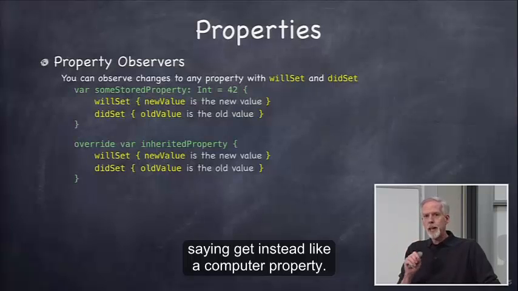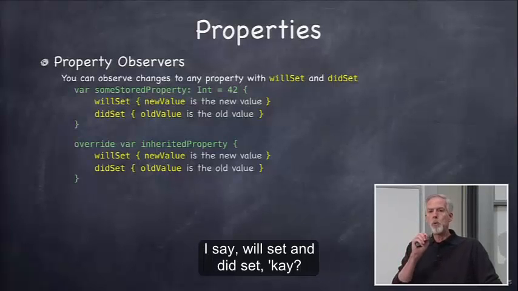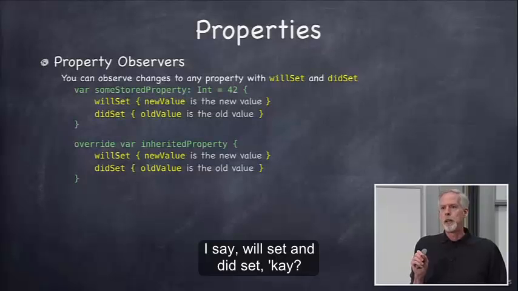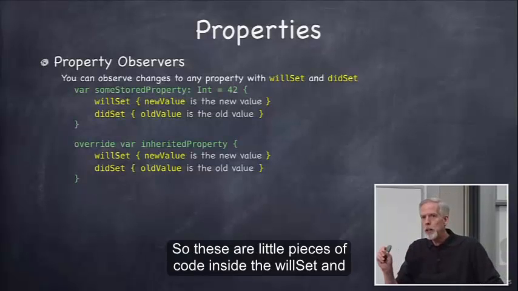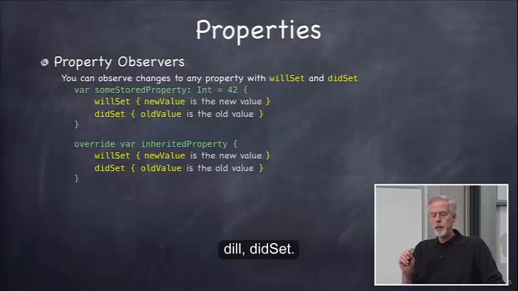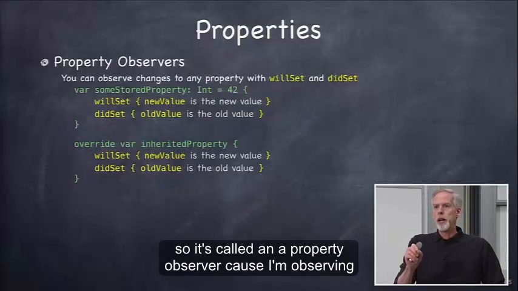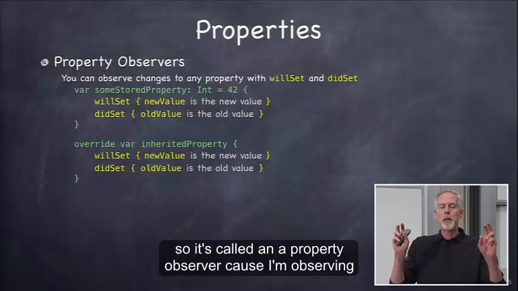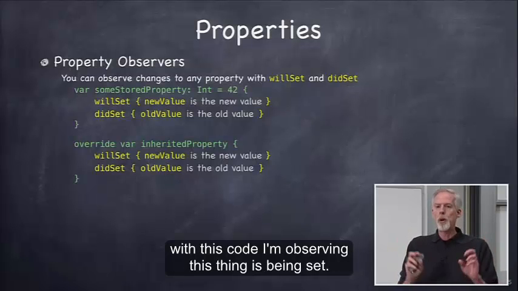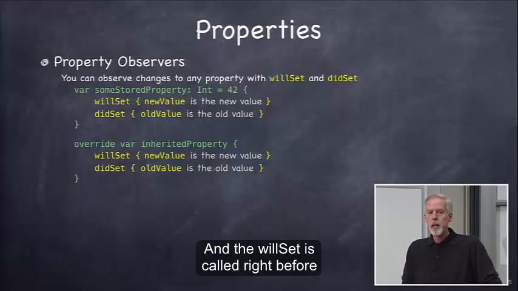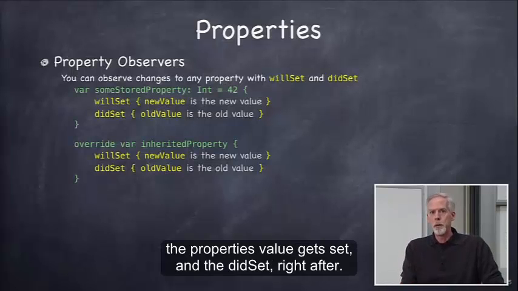Brace, instead of saying get and set like a computer property, I say will set and did set. These are little pieces of code inside the will set and did set. They get called when that property gets set by anybody. So it's called a property observer because I'm observing, with this code, that this thing is being set. The will set is called right before the property's value gets set, and the did set right after.